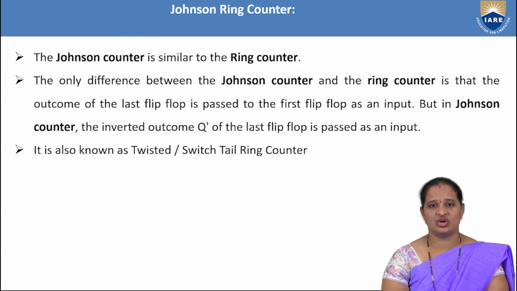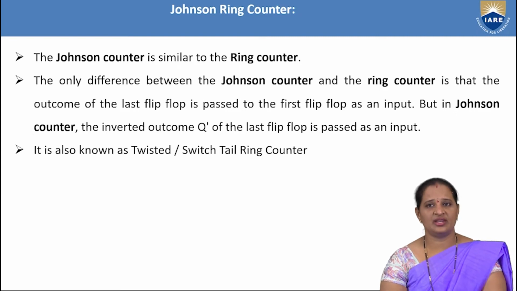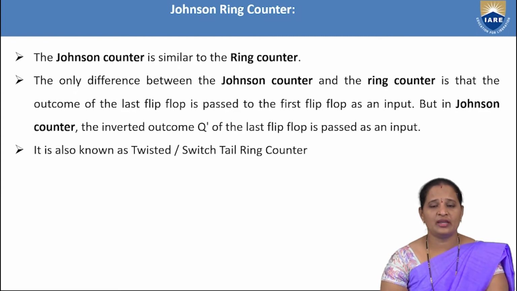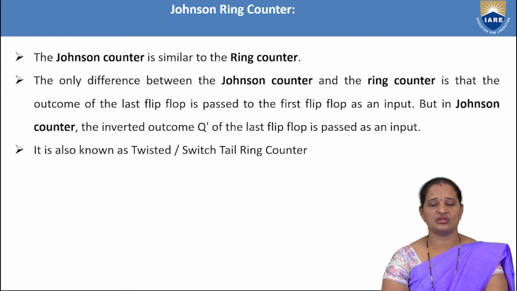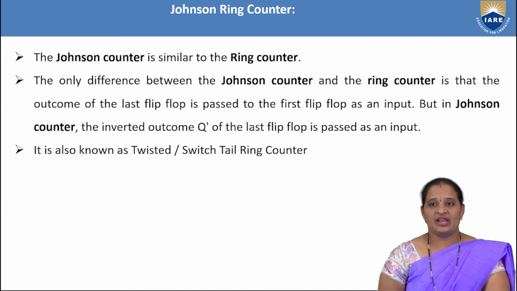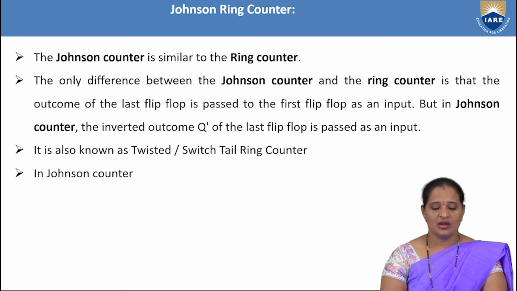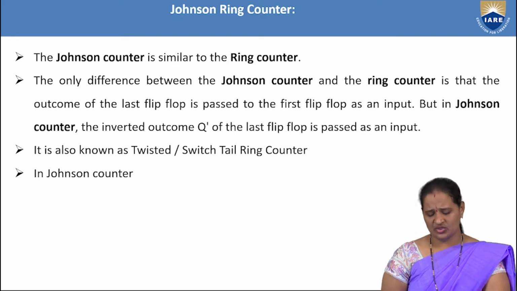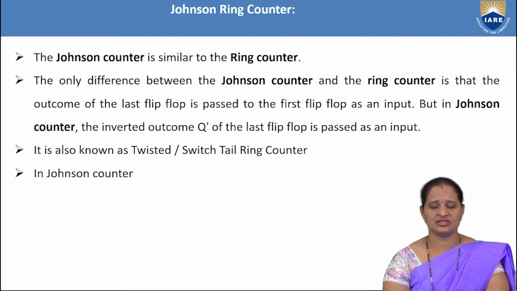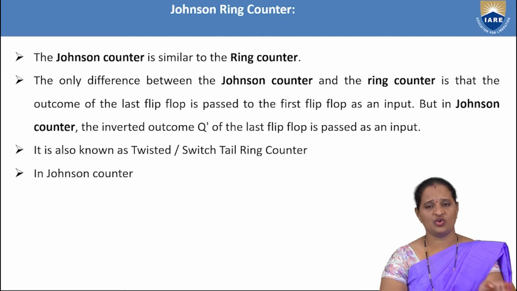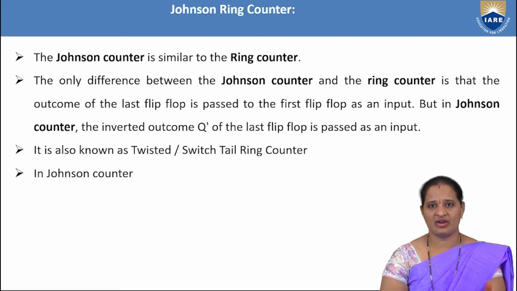But in this Johnson counter, or else twisted ring counter, the complemented output of the last flip-flop is connected as input to the first flip-flop. That is why we can also call it a twisted ring counter or switch tail ring counter. So what is the advantage of the Johnson counter? What happens if I connect Q bar of the last flip-flop as input to the first flip-flop? What is the advantage here?